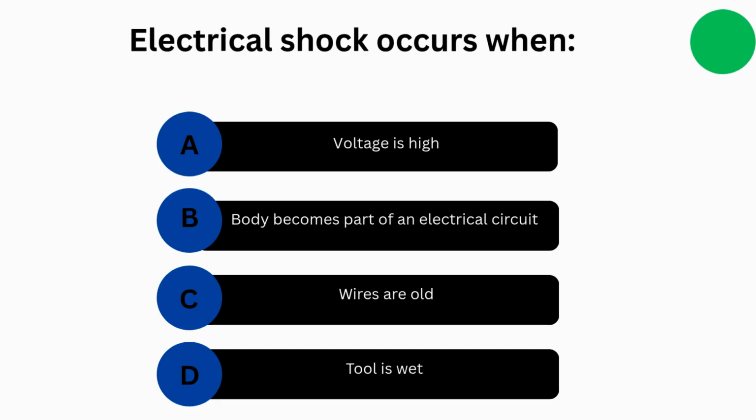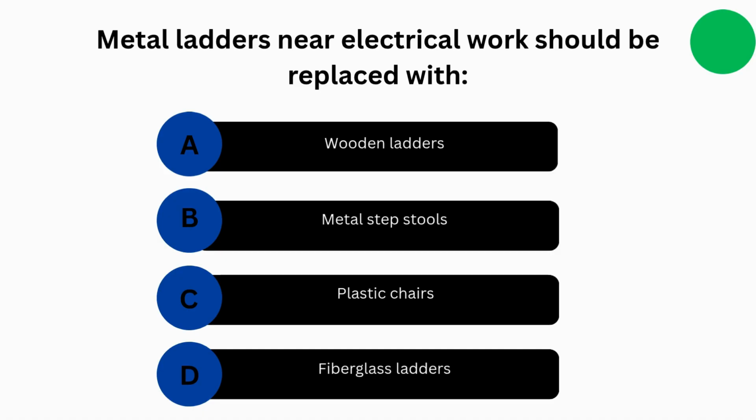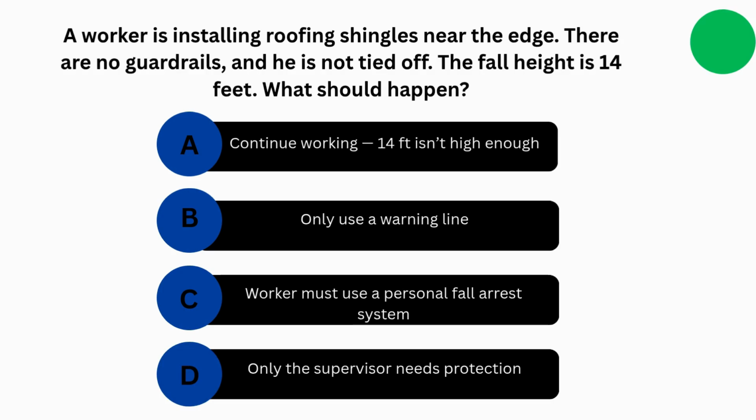Electrical shock occurs when the body becomes part of an electrical circuit. Metal ladders near electrical work should be replaced with fiberglass ladders. A worker is installing roofing shingles near the edge. There are no guardrails and he is not tied off. The fall height is 14 feet. What should happen? Worker must use a personal fall arrest system.